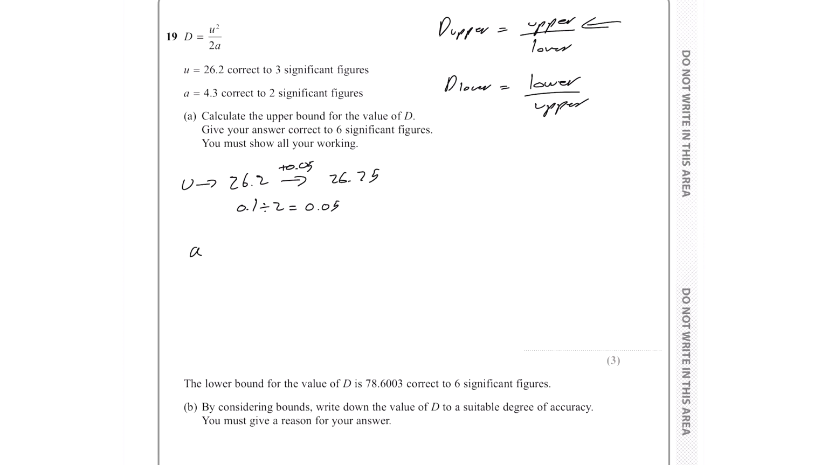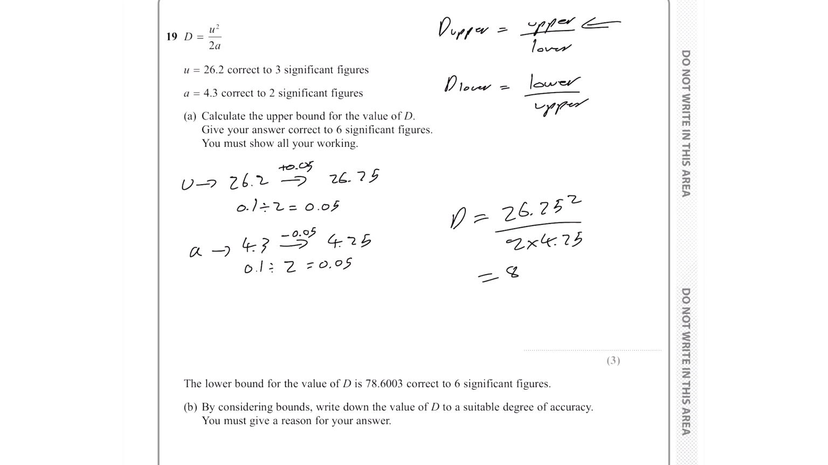And for a, we need the lower bound. So a at the minute is 4.3. So 0.1, divide that by 2, that gives me 0.05. And we're going to subtract 0.05 from this. So that becomes 4.25. And now we're going to sub that into the equation. So we have d is equal to 26.25 squared all over 2 times 4.25, which is 81.0662 to 6 significant figures.